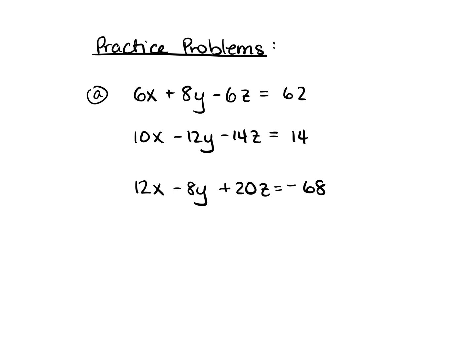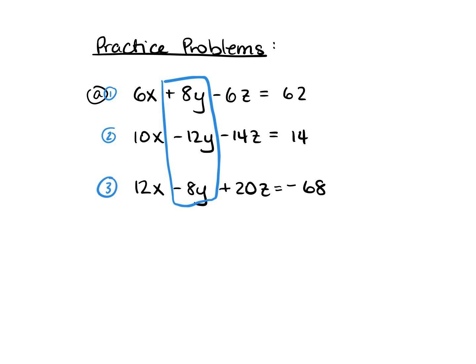So I have 3 equations. I'm going to label them as 1, 2, and 3, just to make it easy to work with. Now we want to pick a variable to eliminate. Which variable do you want to pick? We can pick y, that works. Y is a good one because we have a positive 8y and a negative 8y, so we know those 2 will eliminate right off the bat. So that's a good one to pick.